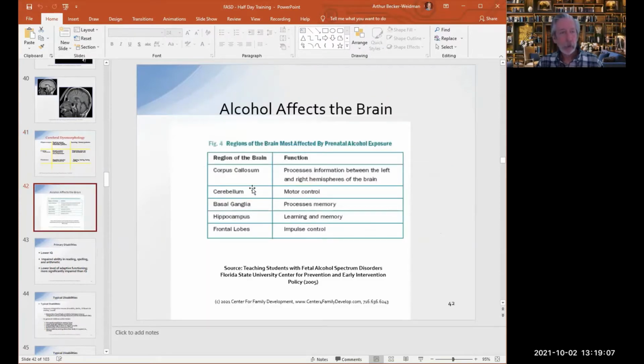But what I have here are just the different parts of the brain and what they're supposed to do, so you can see what effect alcohol might have on those parts of the brain. It affects the frontal lobes. Impulse control may be affected. Right. We talked about the corpus callosum.